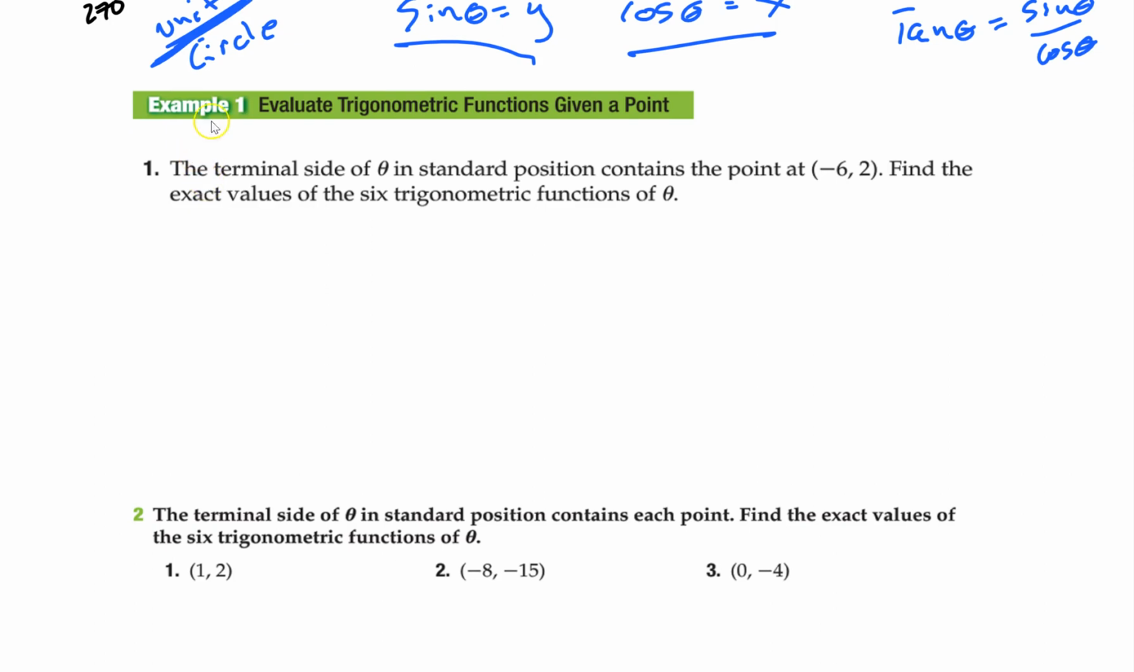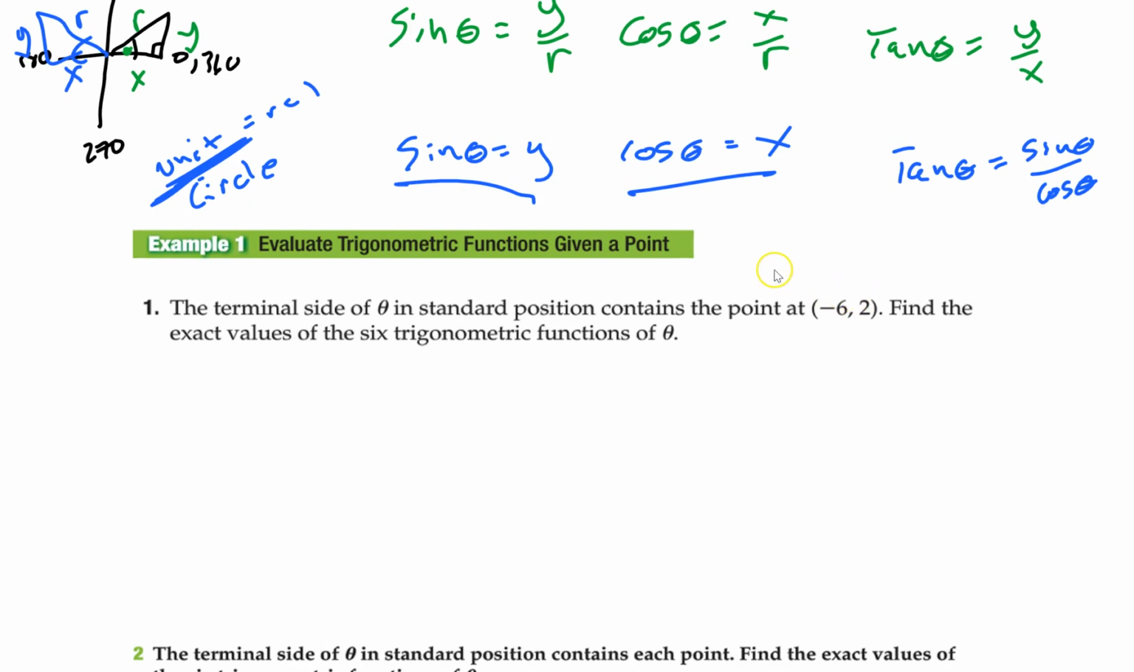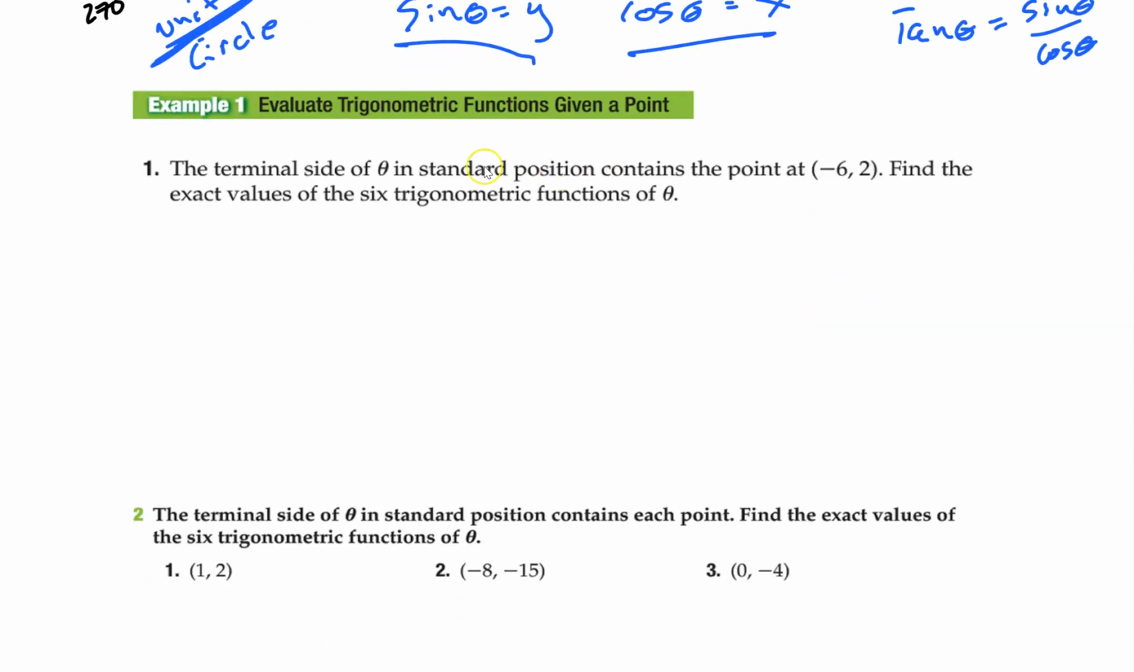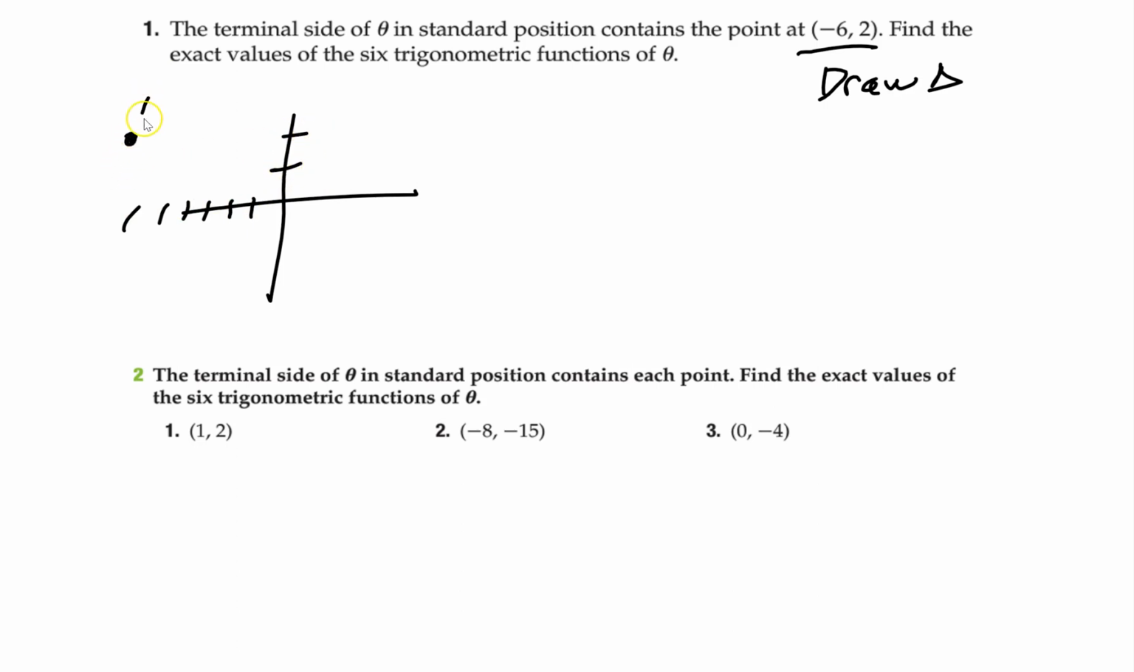Okay, so let's do an actual example. Now, this one is not a unit circle, so we're not going to do the r equals 1 thing. We're just going to do a problem. So the way we do these, when they want you to find all six trig functions of a point, they give you a point, is we draw a triangle at the point. So we're going to do this: negative 6, 2. So 1, 2, 3, 4, 5, 6, up 2. So something to that effect. That is negative 6, 2.